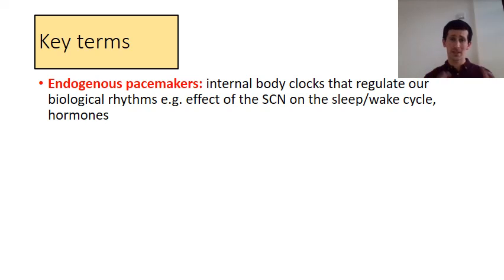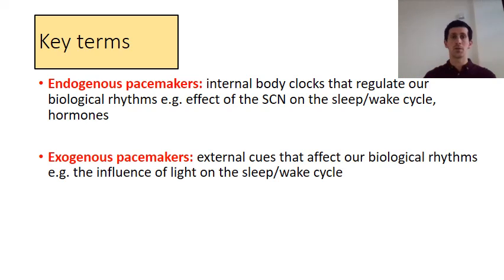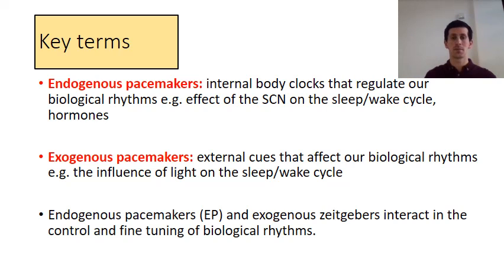So let's remember, we did go over this previously, but endogenous pacemakers are those internal body clocks that regulate all of our biological cycles. So things such as the effect of SCN, one single part of the brain, on the sleep-wake cycle, or the release of hormones, things that are inside us, parts of our brain, parts of our hormones. We've got exogenous zeitgebers, so these are those external cues that affect our biological rhythms. So things such as daylight and how that affects our sleep-wake cycle.